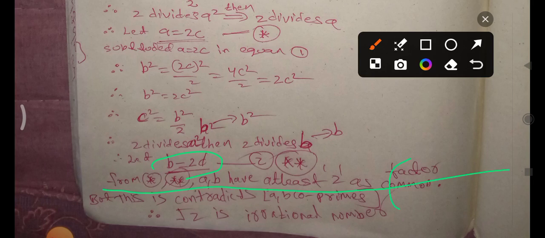a and b have at least 2 as a common factor. But this is a contradiction, since a and b are co-primes. Therefore, root 2 is an irrational number.